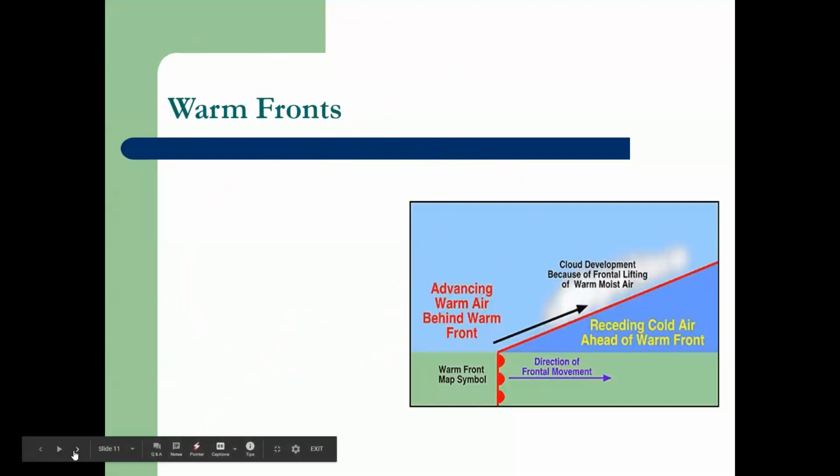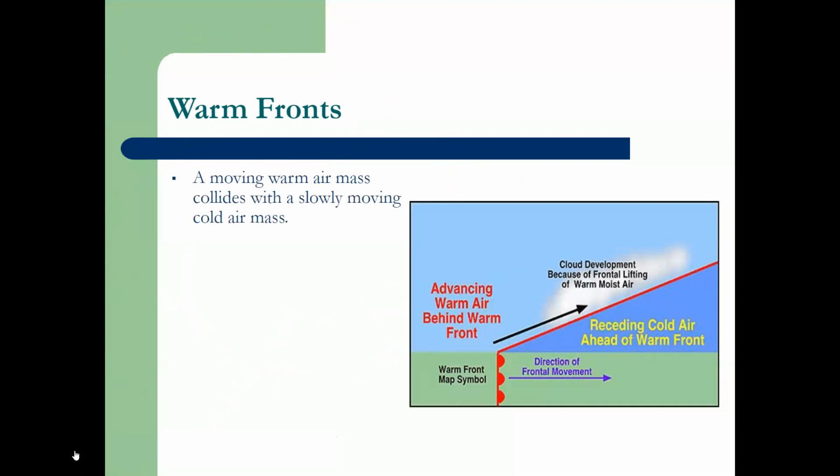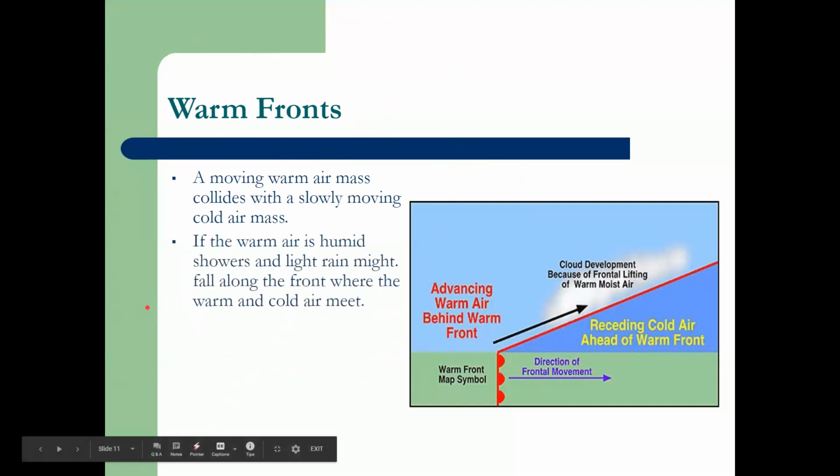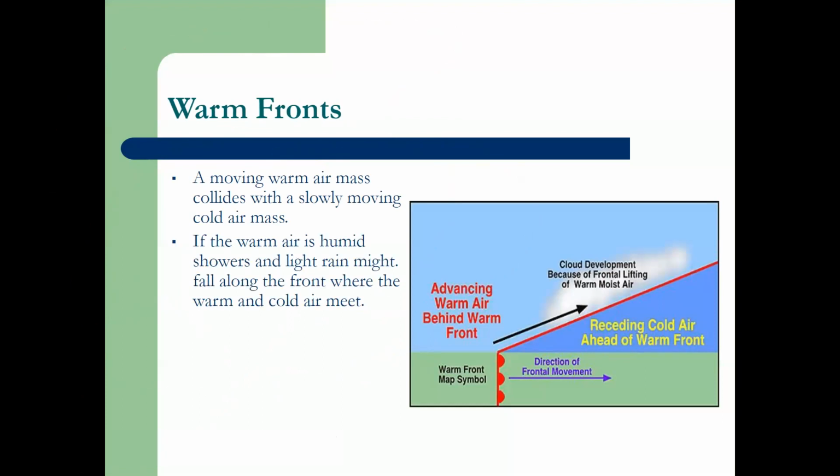Now let's move on to warm fronts. A warm front is just kind of the reverse, okay? You have a moving warm air mass that collides and pushes out a slower moving cold air mass. So the key here again is that the biggest difference between this one and the last one is that in this case, the warm air is less dense. And again, it wants to rise.